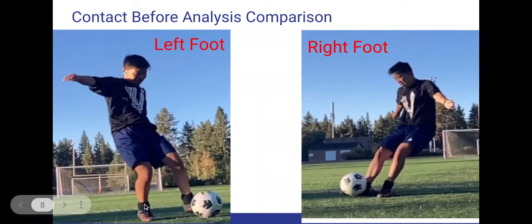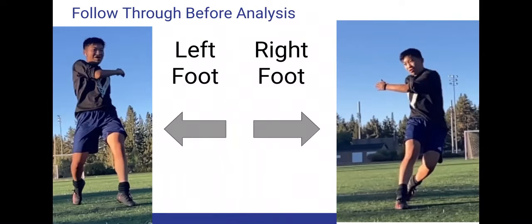Then if you look at contact, because her plant foot with her left foot is so far away, she's forced to reach for the ball with her left foot, and she's making bad contact towards the toe of her foot, compared to her right foot, where she's contacting the ball right next to her plant foot, and she's contacting the ball with the instep by her laces right near her ankle, which is much more stable, which will help her produce more power and accuracy on her shot.